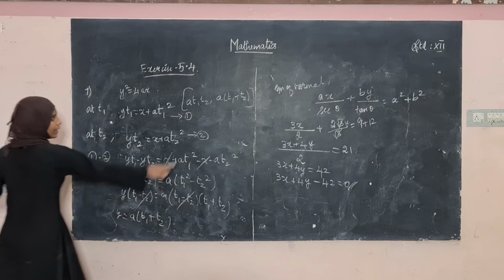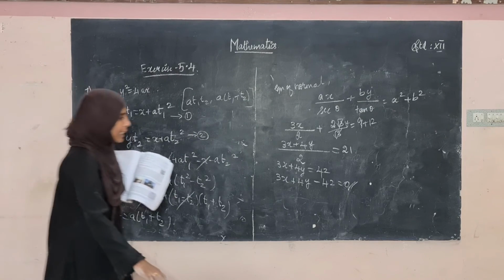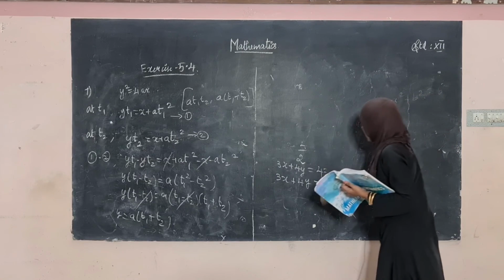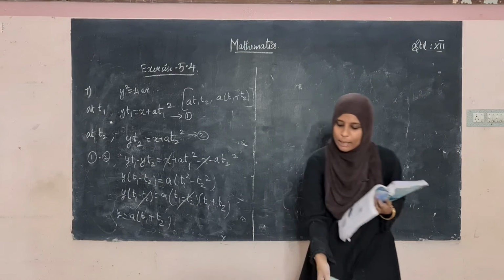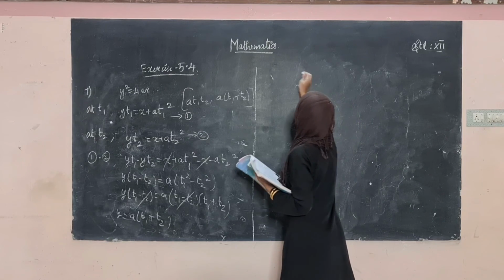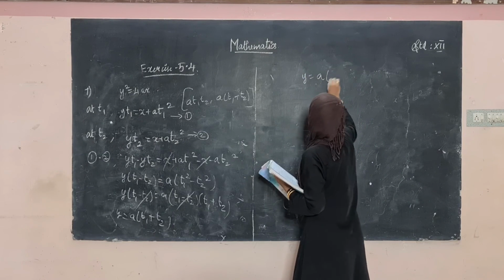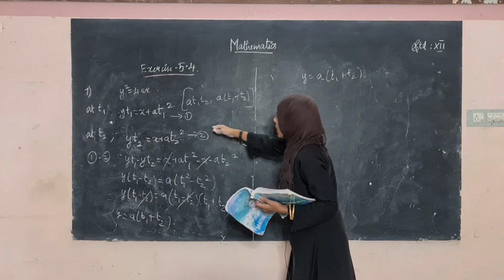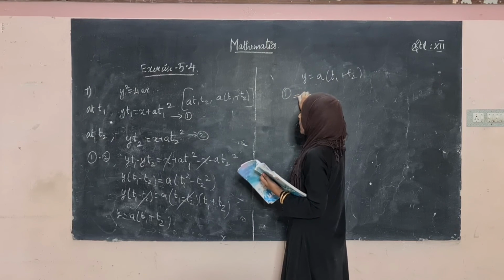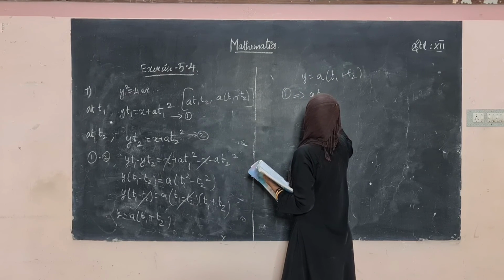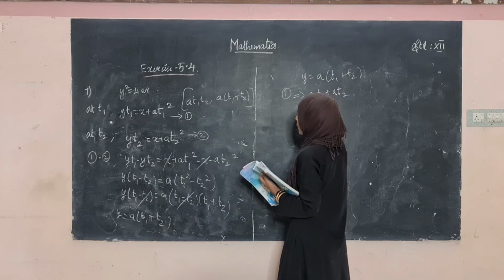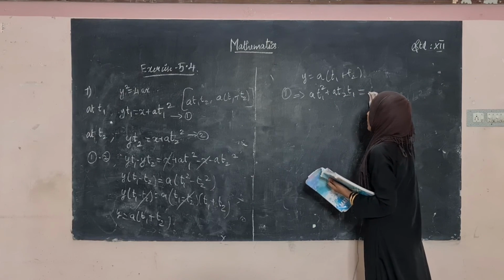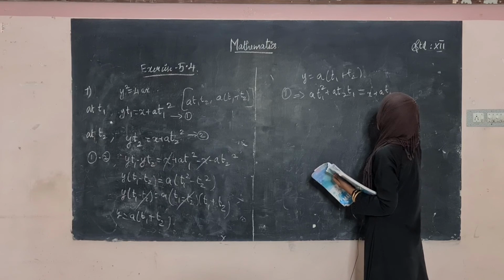Okay, this is the value of y, right? Now we have to find the value of x. So what's the value of y? Y is equal to a into T1 plus T2. We can substitute it in any one of the equations. Now let us substitute in 1. So what happens is a into T1 plus T2 into T1, so a T1 square plus a T1 T2 is equal to x plus a T1 square.